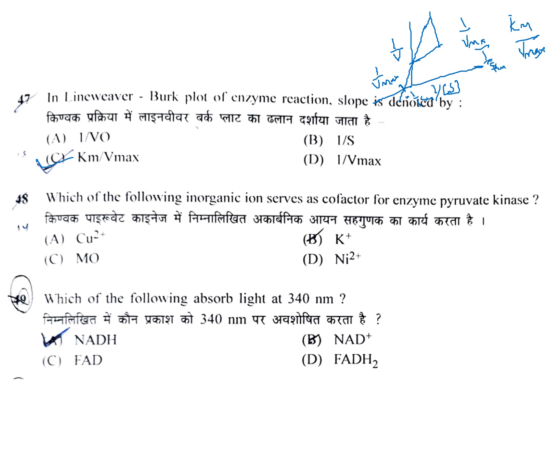Now, which of the following inorganic ions serves as a cofactor for the enzyme pyruvate kinase? So for pyruvate kinase, potassium ion acts as a cofactor. Which of the following absorbs light at 340 nanometers? So NADH, and not NAD plus. NAD plus does not absorb any light at 340. So NADH absorbs light at 340 nanometer.